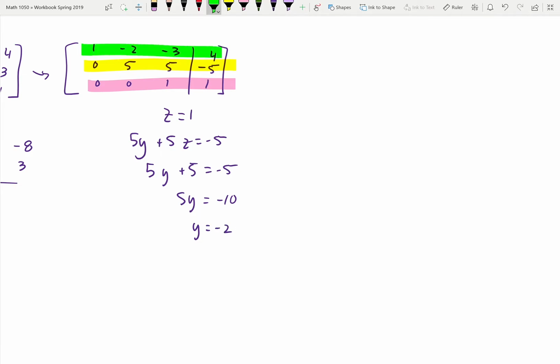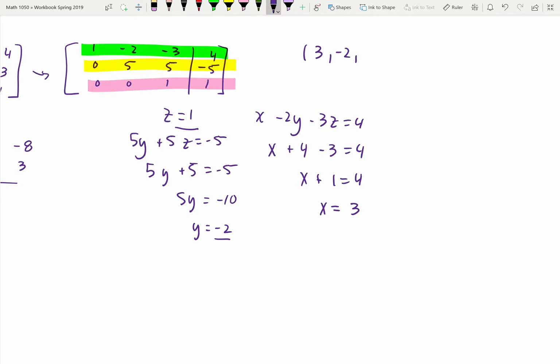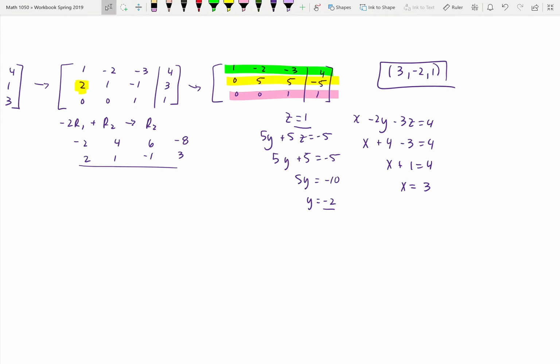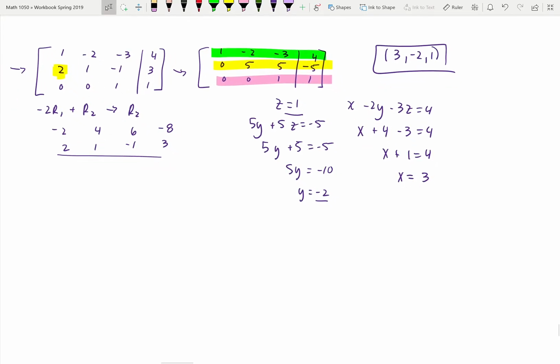Then I go to the very top row, and that is x minus 2y minus 3z equals 4. Y is a negative 2 and z is a 1. So it's x minus a negative 2 times a negative 2 is a positive 4. On the z, negative 3 times 1 is a negative 3 equals 4. So that gives me x plus 1 equals 4. Pull that over, x equals 3. So my answer is 3, negative 2, comma 1. Absolutely checkable. Plug them into the original, and it would be crazy not to check that.